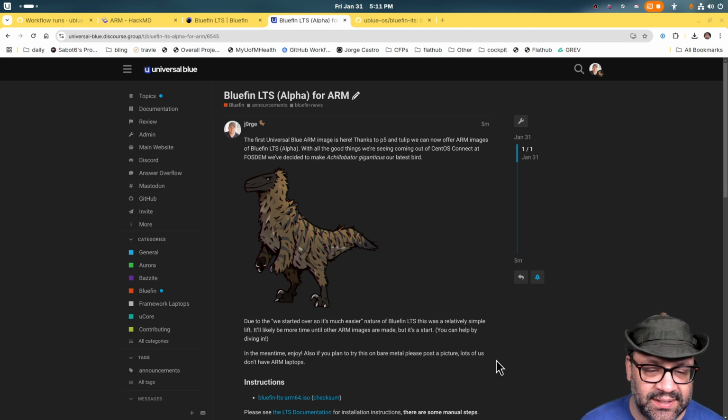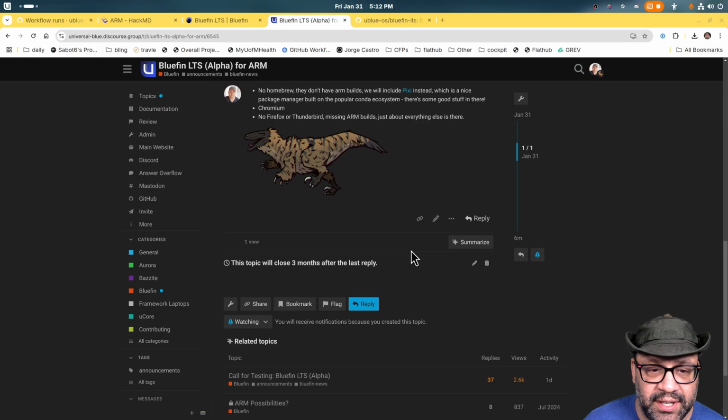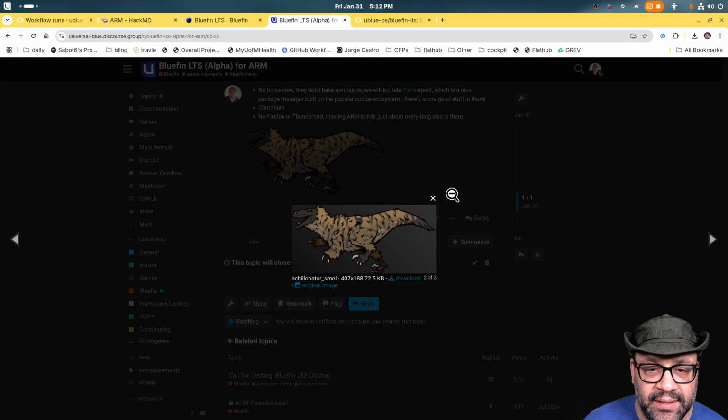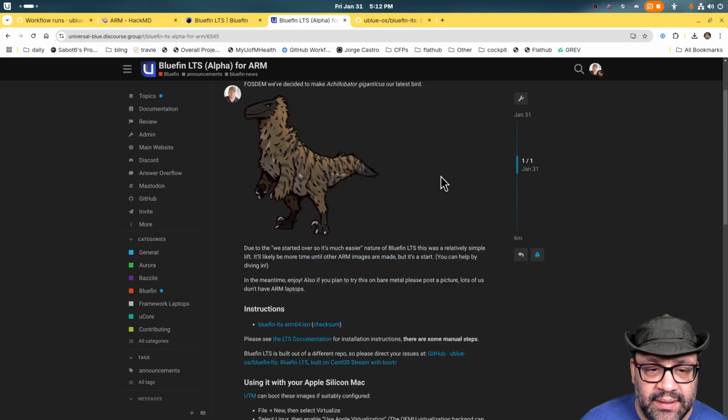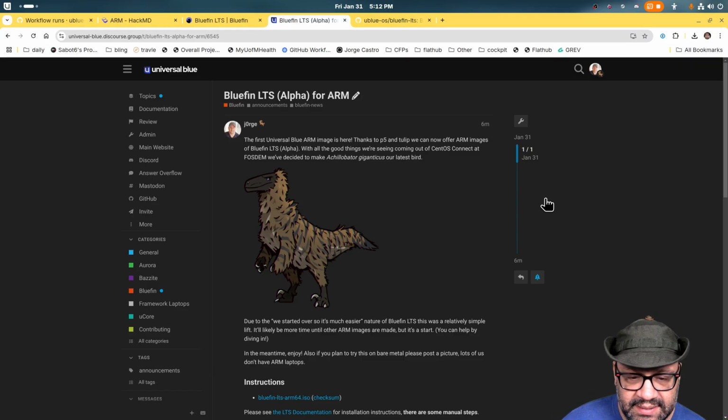Because of this and all of the good news coming out of the CentOS Connect at FOSDEM, we've gone ahead and decided that we're going to do Bluefin LTS anyway. And the animal is a Kilobator. This is the new dinosaur that Jacob whipped up for us here. And really, really thick boy, about 30% larger than a Deinonychus. So it's a very intimidating animal, for sure an apex predator.